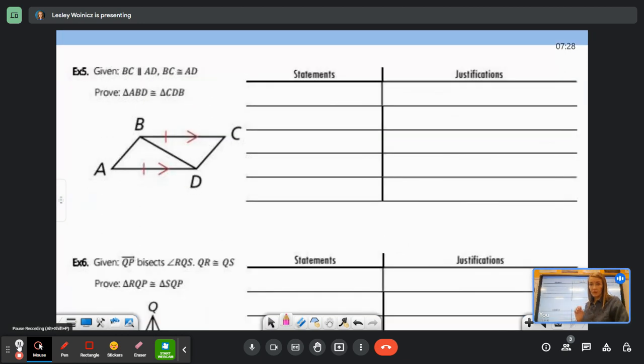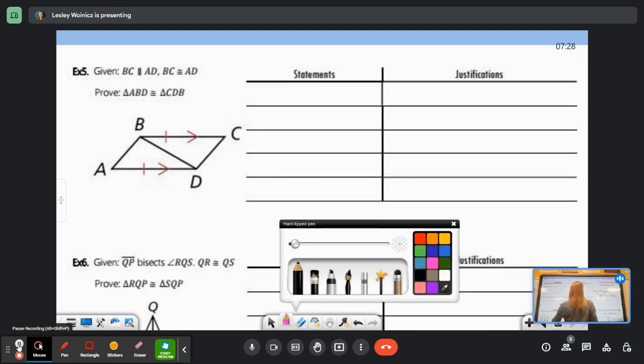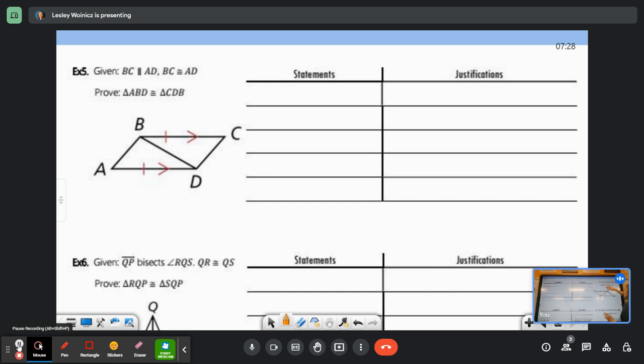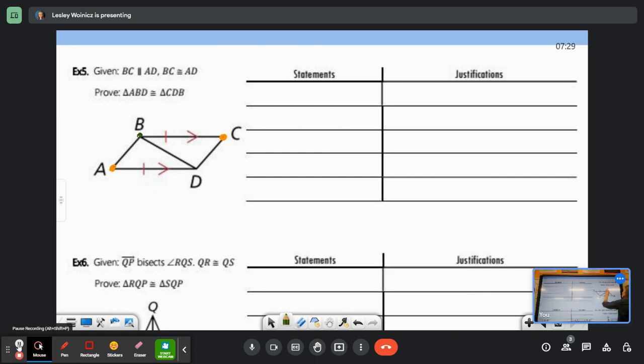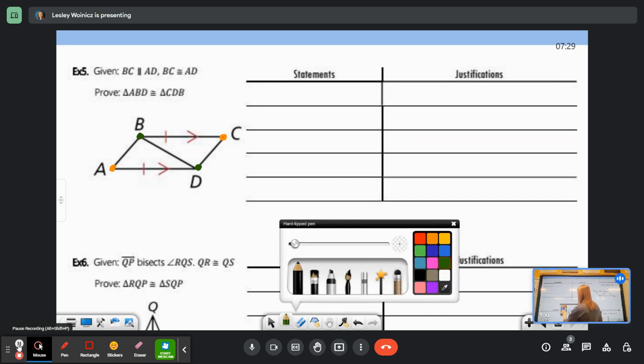Okay, I like this one. This one uses some Unit 1 stuff. So let's start with, well, we know what we need to prove. We have to prove these two triangles are congruent. So let me code them in color. So A corresponds with C. Vertex B corresponds with D. Okay, I just confused myself a little bit. That's fine. I understand what's happening. If you need to separate the triangles, we'll talk about that later.